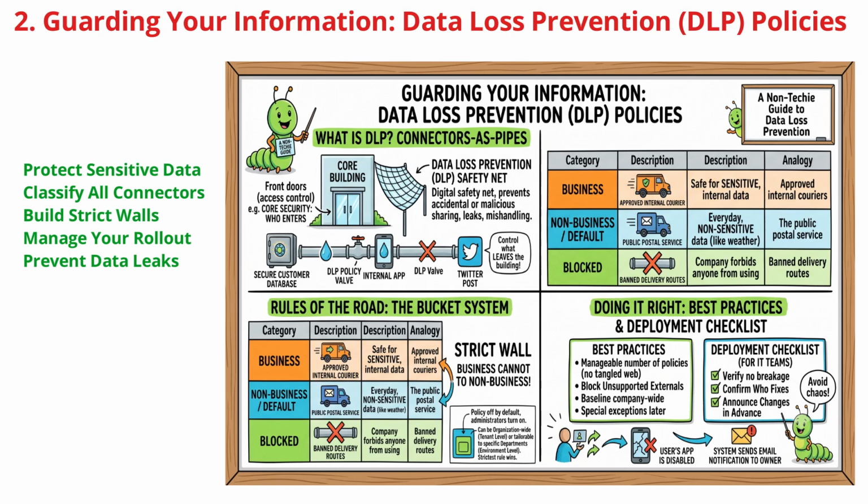Administrators sort all available connectors into distinct categories: business secure couriers and non-business public post. The critical rule is a strict wall. Business connectors cannot talk to non-business connectors. This thoughtful classification and a careful pre-announced rollout help ensure your data is always protected without causing chaotic breaks.